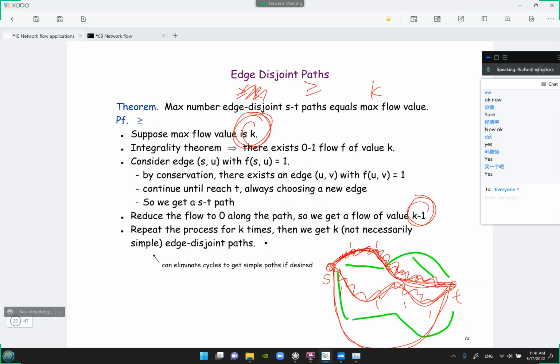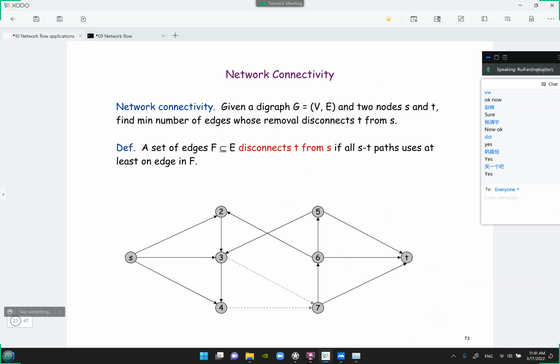Okay, so this edge disjoint path problem is related to another problem called network connectivity. Suppose you have S and T and you want to make sure they can communicate. Sometimes if you remove some edges, S can no longer communicate with T. For example, if you remove these two edges, you see that there is no path from S to T. You've disconnected S and T. Now your question might be, what is the minimum number of edges I can remove to disconnect S and T? This is kind of like how robust my network is.